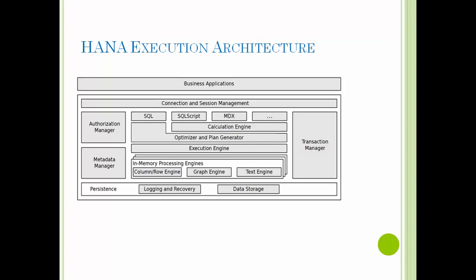Now coming to persistence layer, which is the bottommost layer, which contains logging and recovery, data storage. The SAP HANA database persistence layer stores data in persistent disk volumes that are organized in pages, and these page sizes are different and are supported between 4K and 16M, 4 kilobytes and 16 megabytes. Data is loaded from disk and stored to disk page wise.